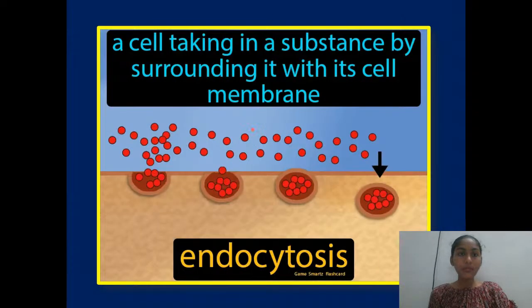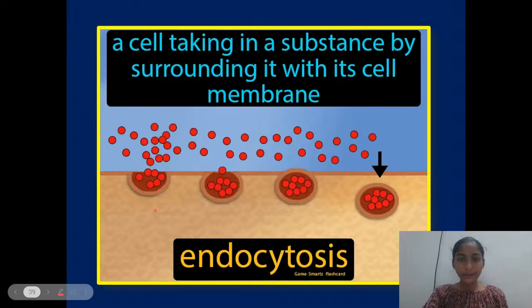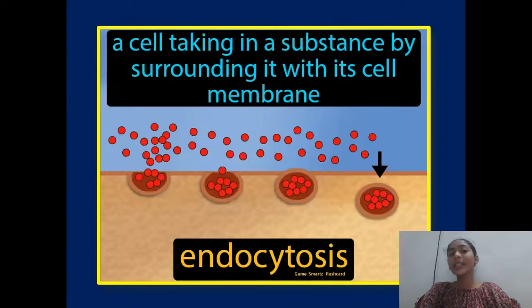A cell taking in a substance by surrounding it with its cell membrane: endocytosis. So here is another term called endocytosis. What is endocytosis? It is a method in which a cell takes in a substance by surrounding it with its cell membrane.